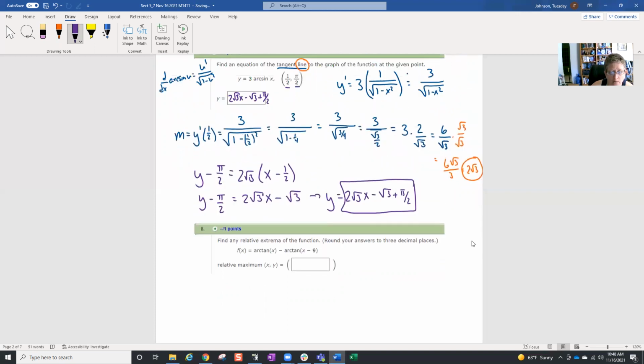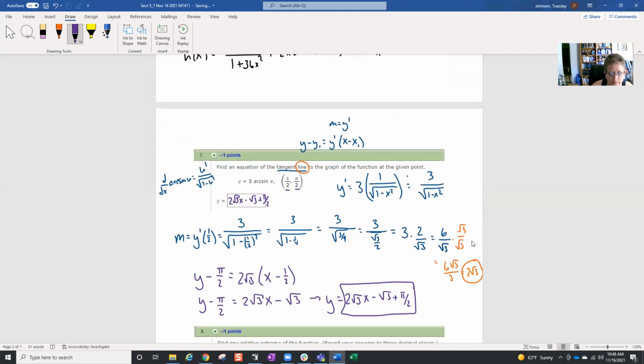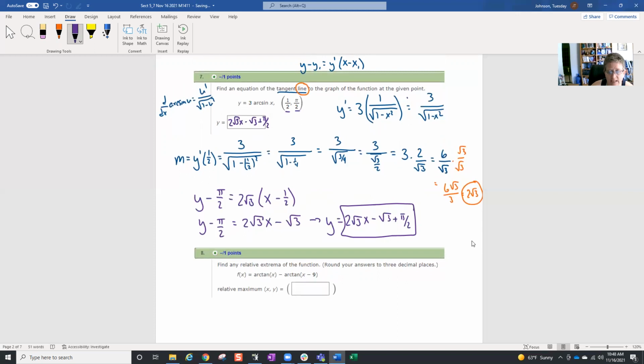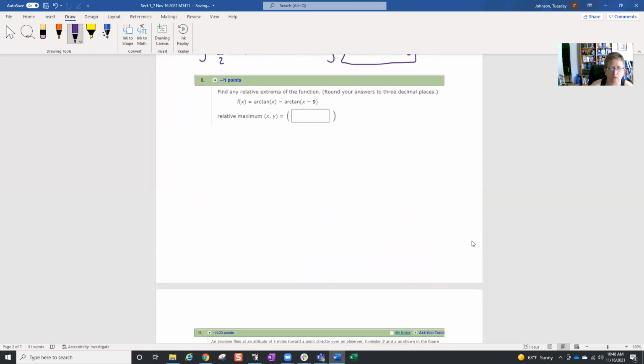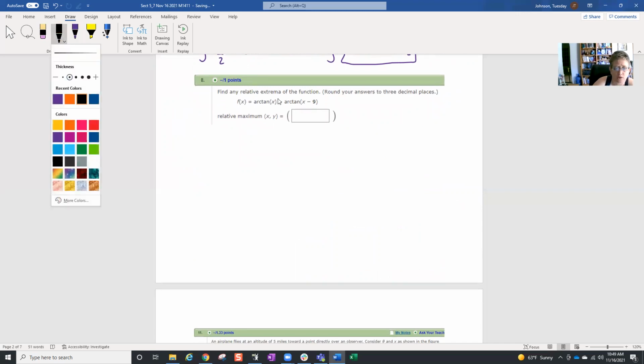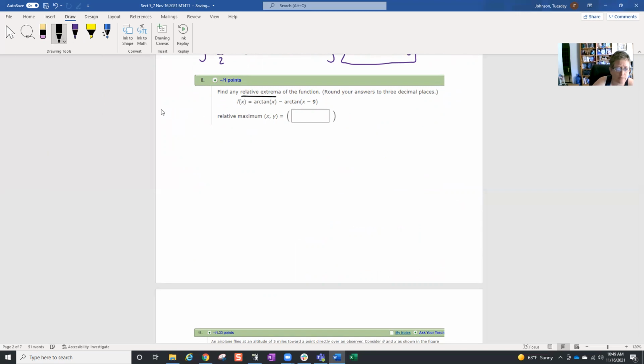All right. So we did one that was just find a derivative. We did an equation of a tangent line. Let's look at relative extrema of the function. So when I'm looking at relative extrema, I'm of course looking for maximums and minimums.